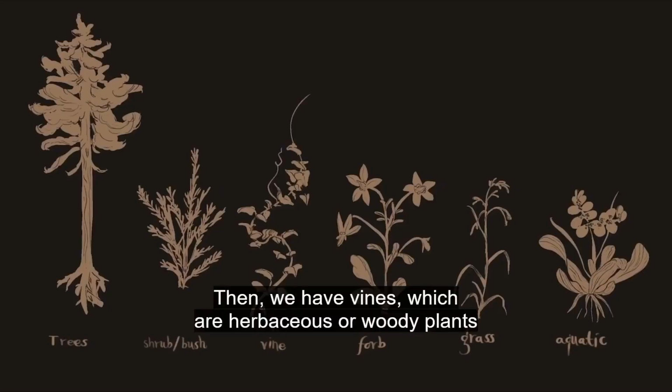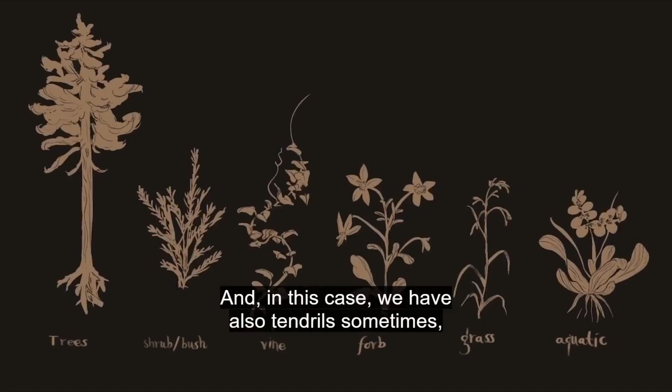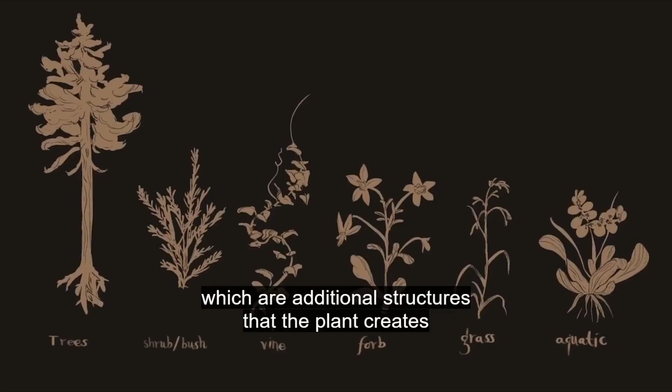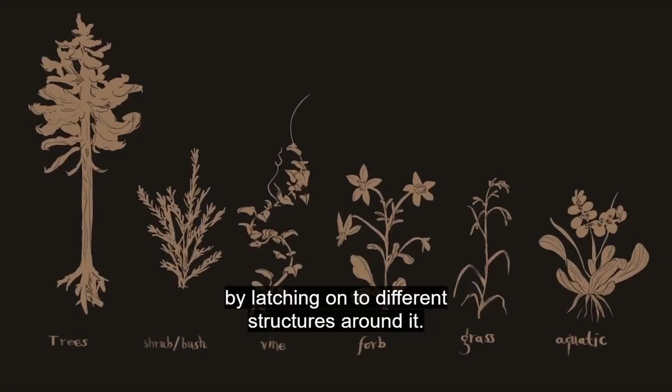Then we have vines, which are herbaceous or woody plants with a climbing or twining stem. And in this case, we also have tendrils sometimes, which are additional structures that the plant creates to adapt and support that trunk when it is not strong enough by latching on to different structures around it.